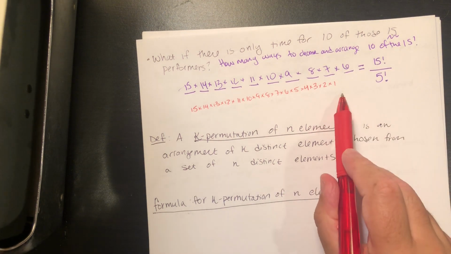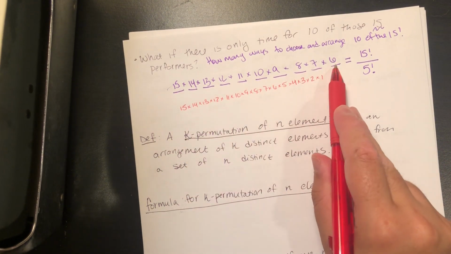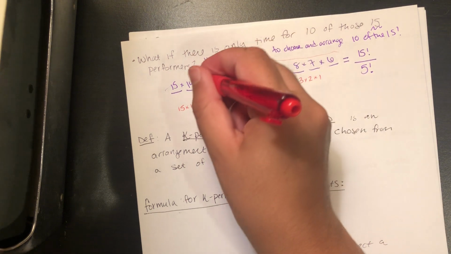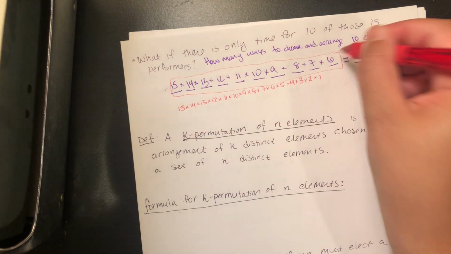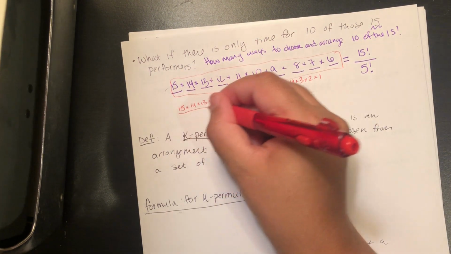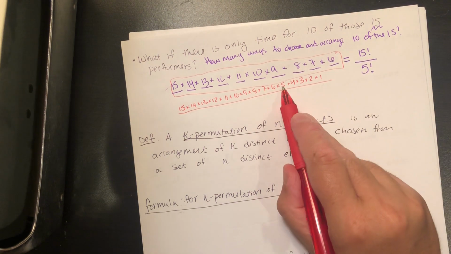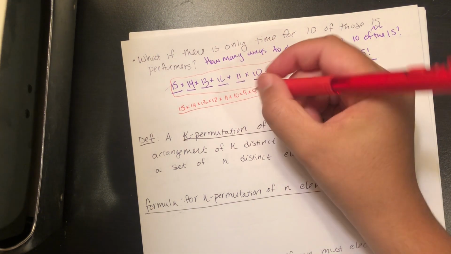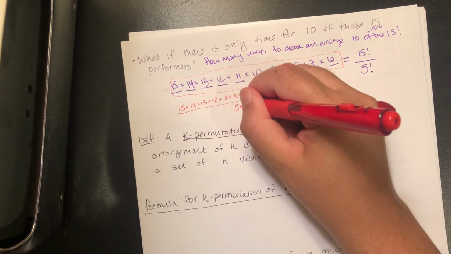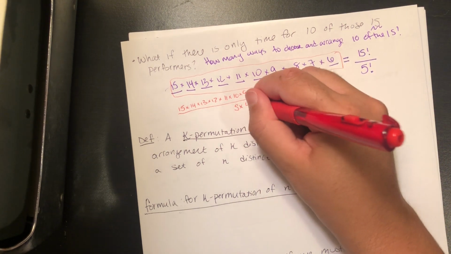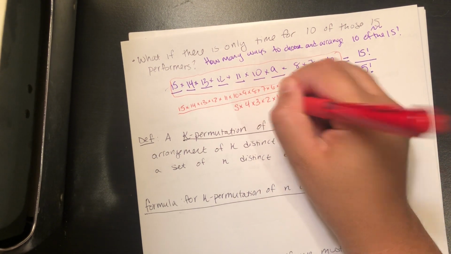And we want to get rid of everything after the 6, right? Because this is our answer here. This is the number of ways you can choose those performers. So to get rid of a factor of 5, 4, 3, 2, and 1, we'd have to divide by 5, and we'd have to divide by 4, and by 3, and by 2, and by 1.